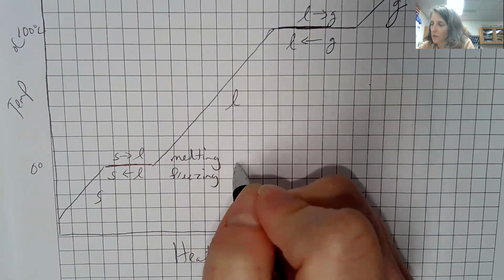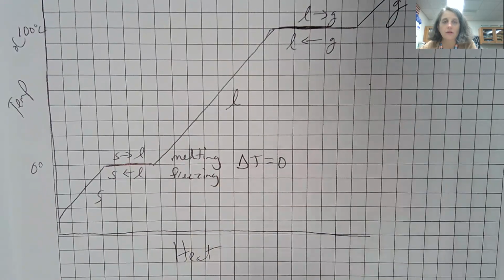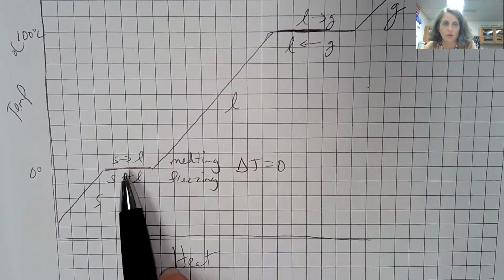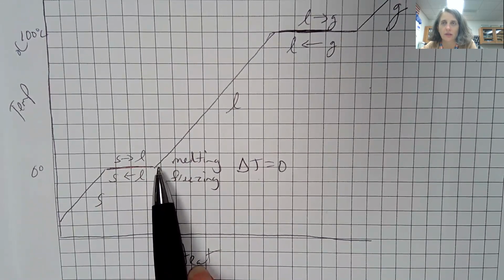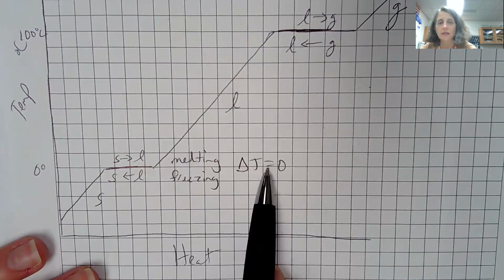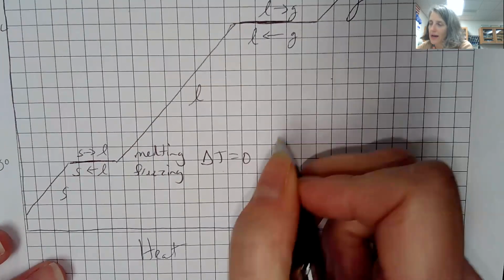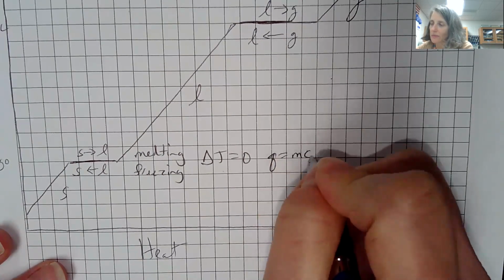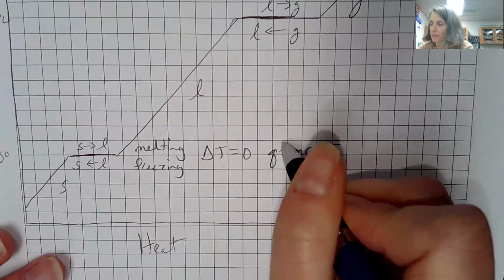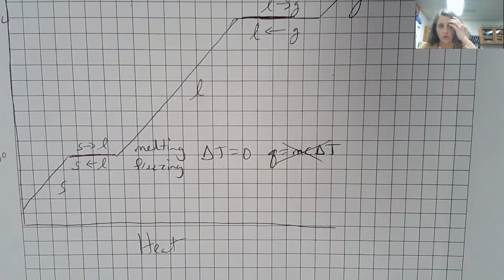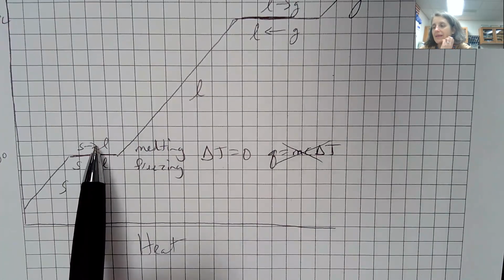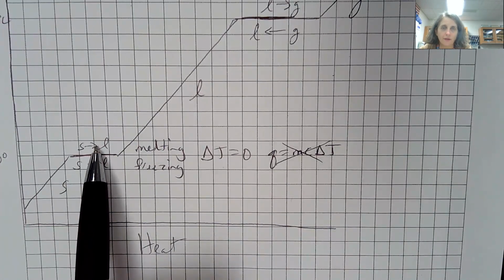At this plateau, because it is flat, there is no change in temperature. It stays at 0 degrees Celsius until it turns completely to liquid. So since the delta T is 0, I cannot use Q equals mC delta T as my calculation, because I can't multiply things by 0 and get a result. So I have to do something else at the plateaus to figure that out.